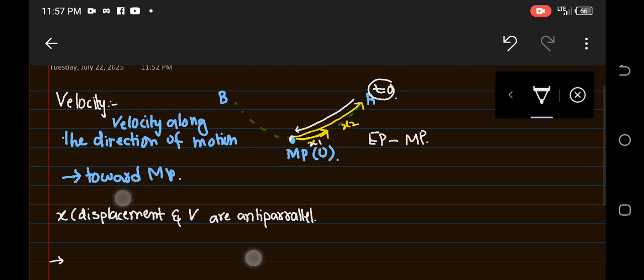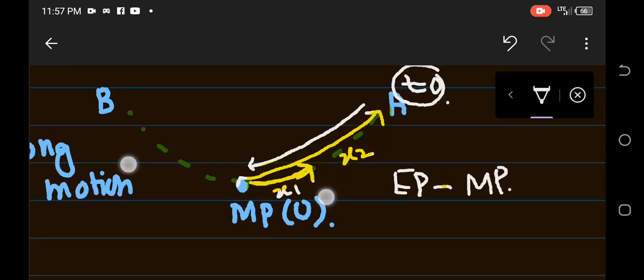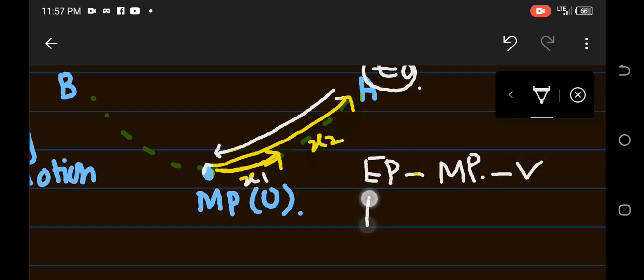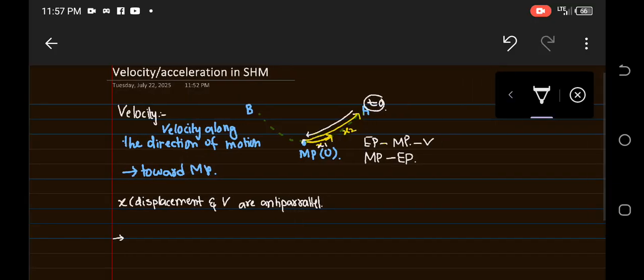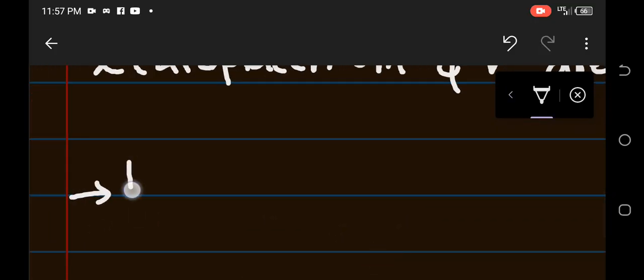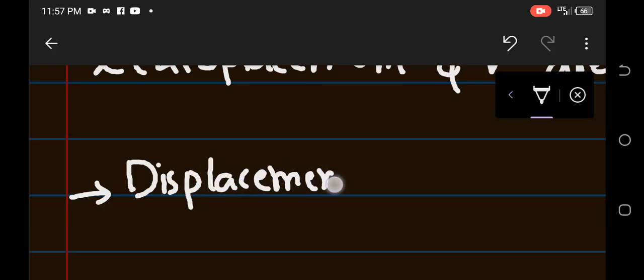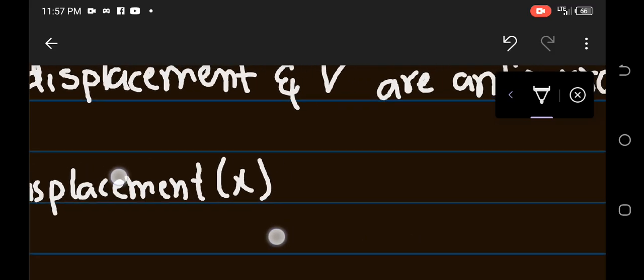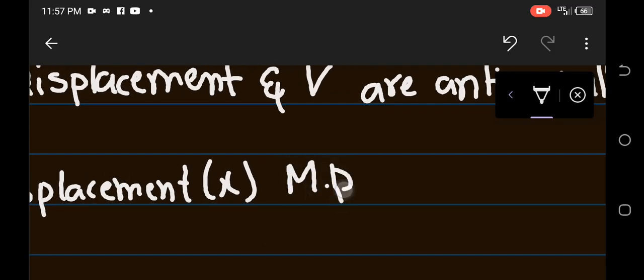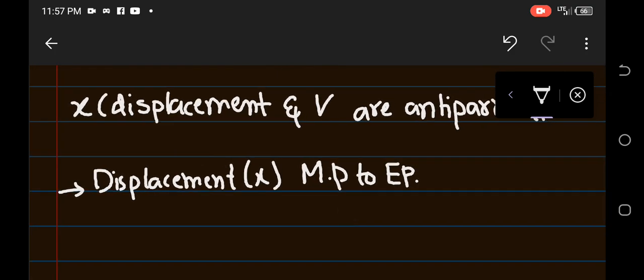As I told you, the displacement is from the mean point to the extreme point. This is for velocity, and displacement is from mean to extreme. So the displacement, which is represented by x, is basically mean point to extreme point, and we know the velocity is in the direction of motion. Velocity is in the direction of motion.